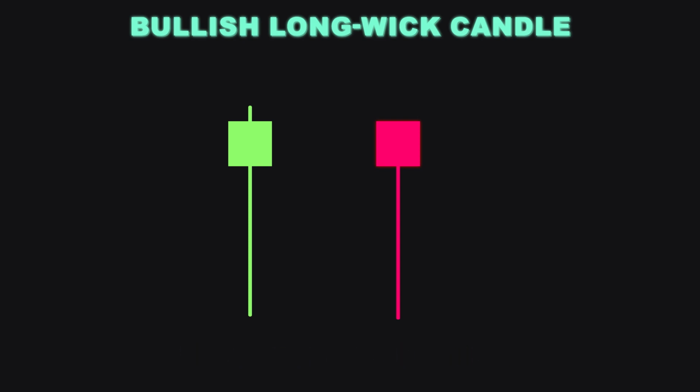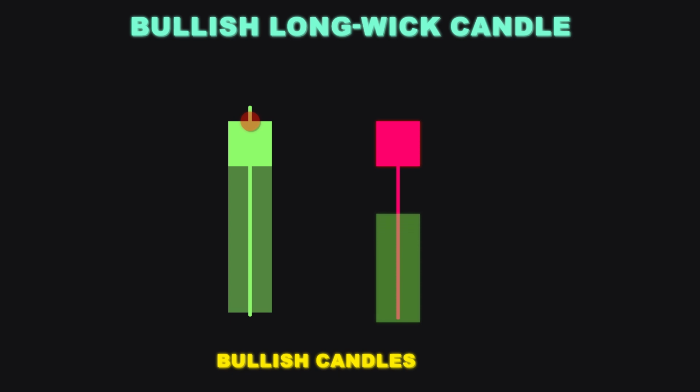During the formation of the candle, the sellers take the price very down but are unable to sustain it. Then, buyers enter and bring the price back up. Finally, the price closes around the opening price. So at the end of this candle, we know that there is buying pressure, making it a bullish candle.